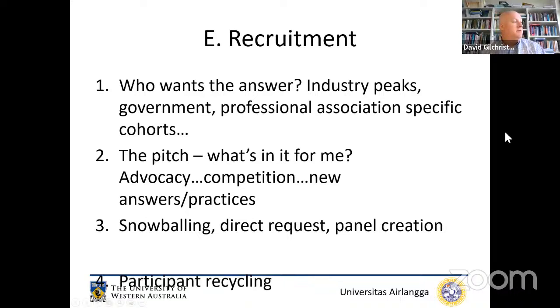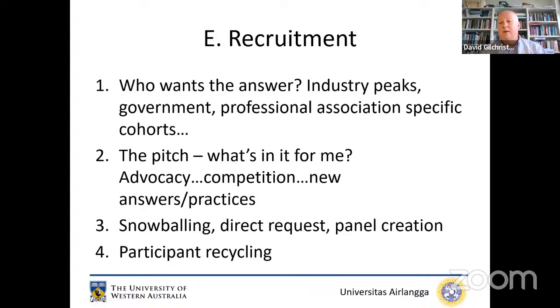And of course, as I said before, participant recycling is really important. So people need your answers and want to participate, you need to collect data to be able to go back to them all the time to get them to respond further.